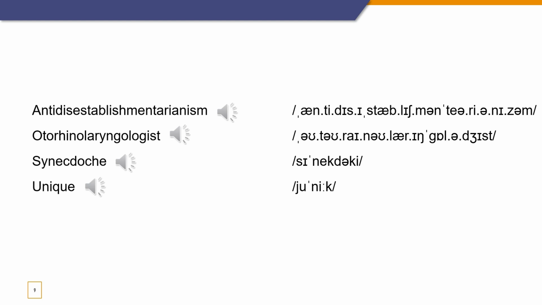Okay, I've listed these 4 difficult words for you to practice pronunciation. The first one, the longest one among the 4, right? To pronounce it correctly, you should break it into smaller syllables like anti, dis, establishment, arianism. And then say it slowly at first. Anti-disestablishmentarianism. Anti-disestablishmentarianism. All right?